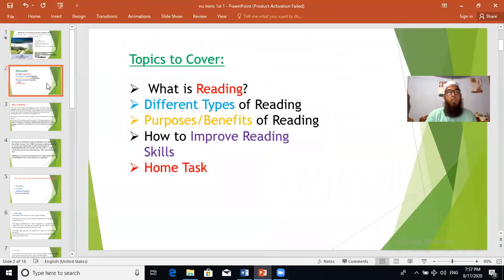Now today we are going to learn about what is reading, different types of reading, purposes or benefits of reading, how to improve reading skills, and of course, at the end we will have some home tasks. So let's think, what is reading? Before looking at the answer, think for yourself for 10 seconds. Can you get any idea about reading?